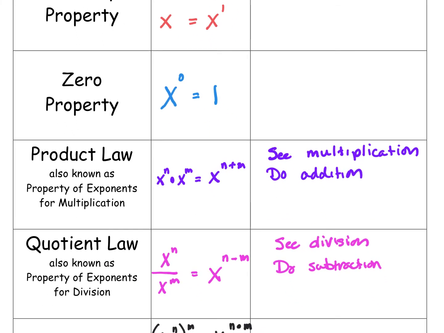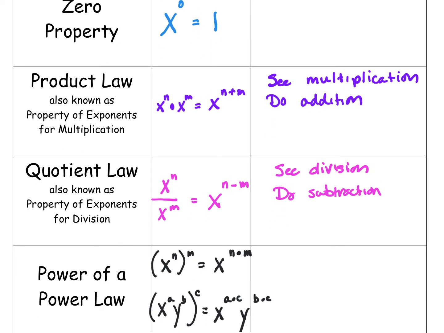The product law, also known as the property of exponents for multiplication, says if I take a base and raise it to the nth power, and I'm multiplying that same base raised to the m power, then I keep the base and I add the powers. So when we see multiplication, as long as the bases are the same and we have exponents on both, we can add the powers. So see multiplication, do addition.